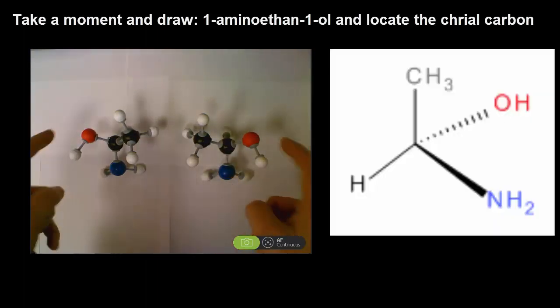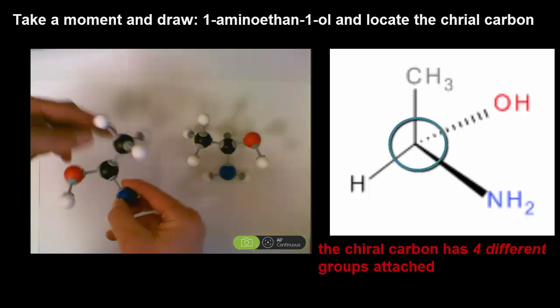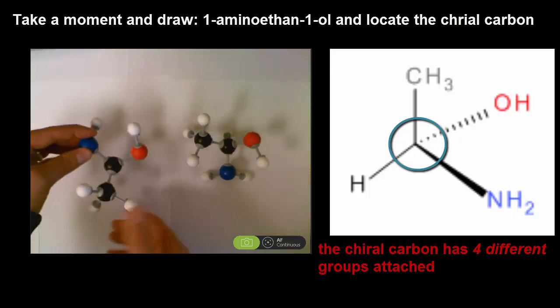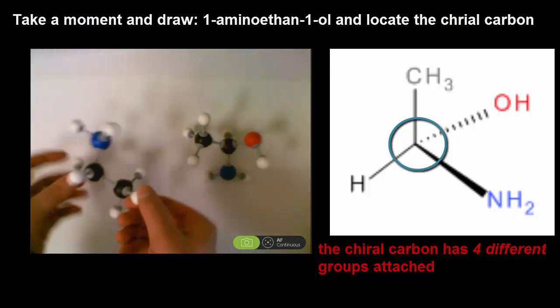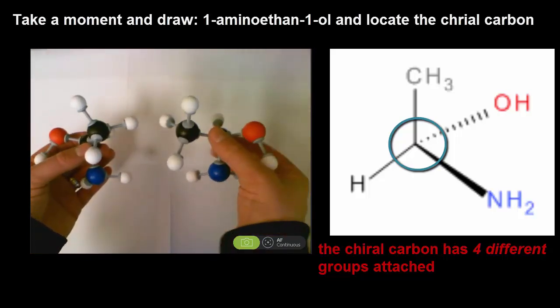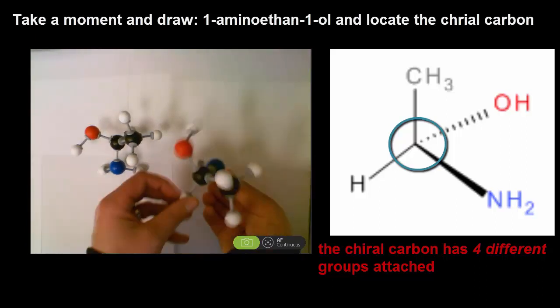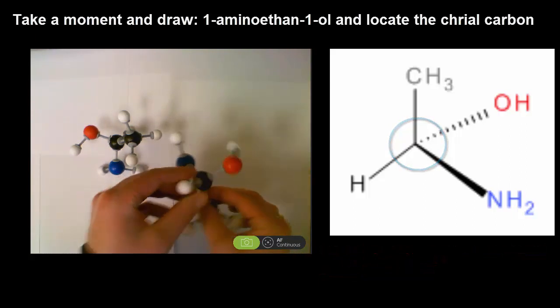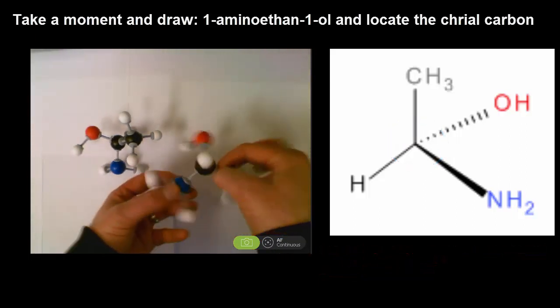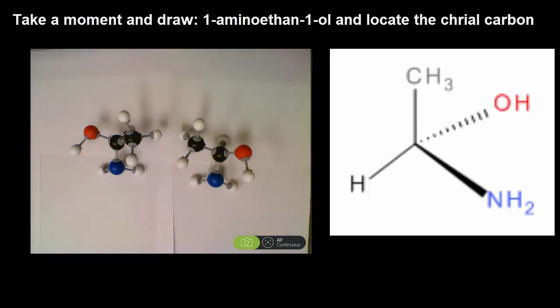Shown here we have 1-aminoethan-1-ol. Here's the chiral carbon. You can see the 4 different groups, and I built 2 models here. There's nothing I can do to either of these models in terms of rotating them that would allow me to convert one of them into the other, or for either one of them to appear in the exact same orientation as the other. These are what are known as enantiomers. Enantiomers are often labeled with the terms R and S in front of them.